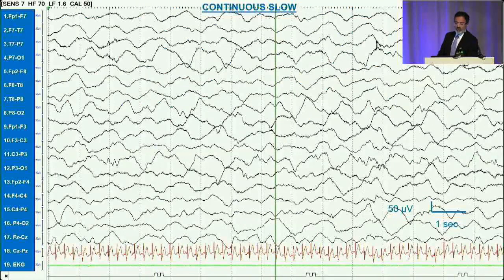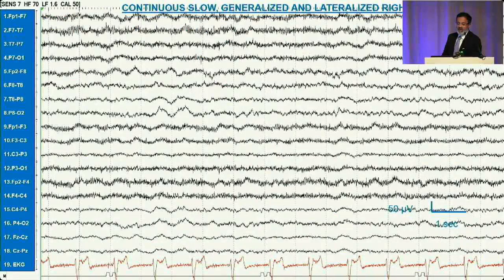Here's a patient who's in coma and is showing continuous slow within the delta frequency in a patient who is unresponsive and comatose. Here we have a patient who has both a subtle amount of continuous slowing, but also, in addition to that, some slowing within the right temporal region. So in this patient, we call this continuous slow, generalized and lateralized to the right temporal region. In this patient, it would be consistent with an encephalopathy as well as a possible cortical dysfunction in the right temporal region, such as a lesion of one sort or another.